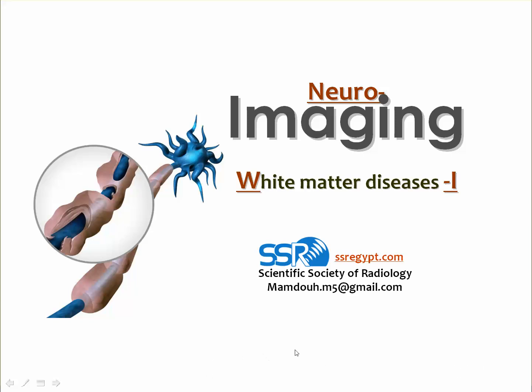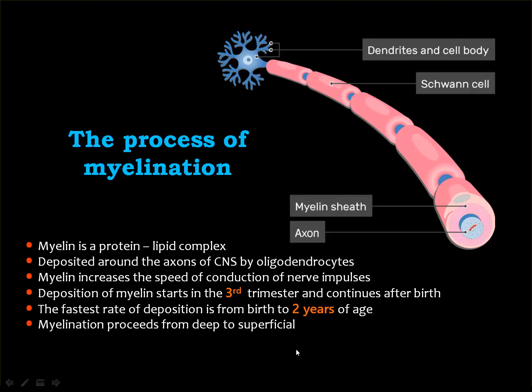Okay. Then you know that the process of myelination starts inside the uterus, and the axons are covered by myelin, and this myelin is a protein lipid complex. This will start in the third trimester and continue after birth and is completed by the age of 2 years. Usually it is completed by the age of 2 years, but it may be delayed more than 2 years.